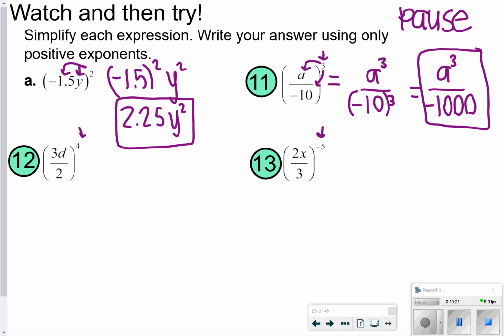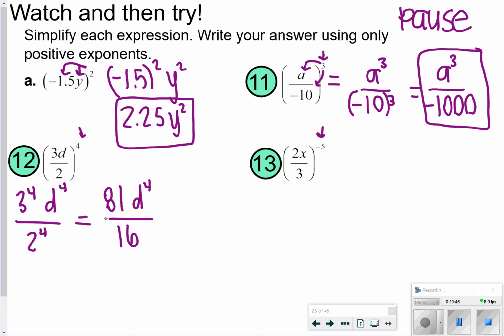For number 12, we are distributing a 4 to everything inside the parentheses, so I'll have 3 to the fourth times d to the fourth over 2 to the fourth. Okay? 3 to the fourth is going to give me a number, and so is 2 to the fourth, so let's go ahead and simplify that. 3 to the fourth power is 81. D to the fourth just stays d to the fourth. And then 2 to the fourth power is equal to 16. Notice how 81 and 16 are numbers. I cannot simplify them anymore, so this would be my final answer for number 12.